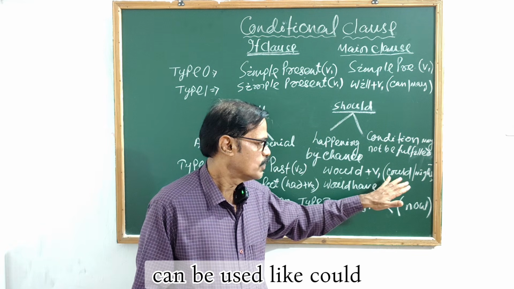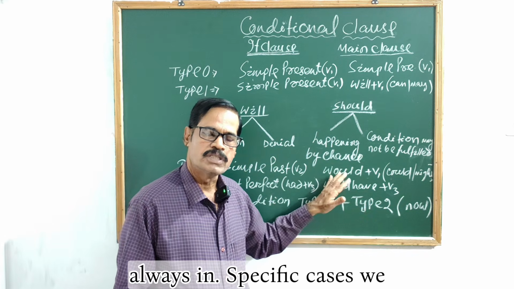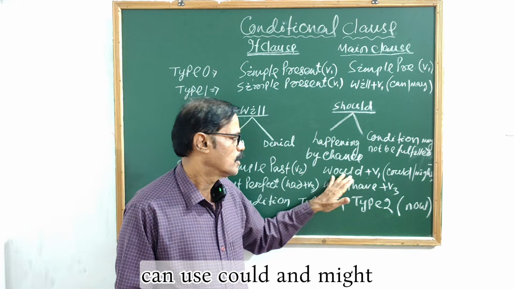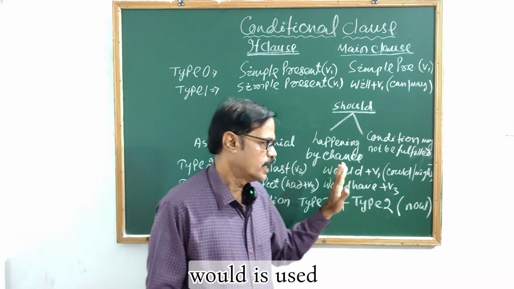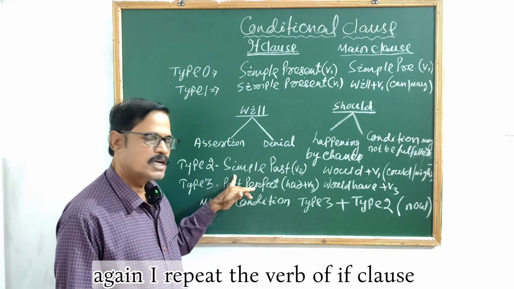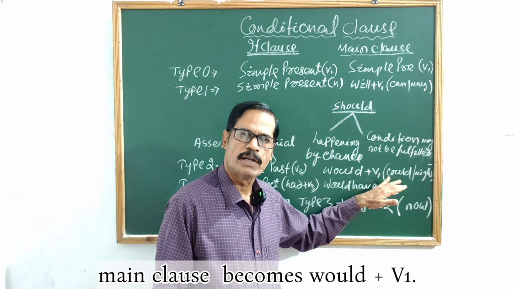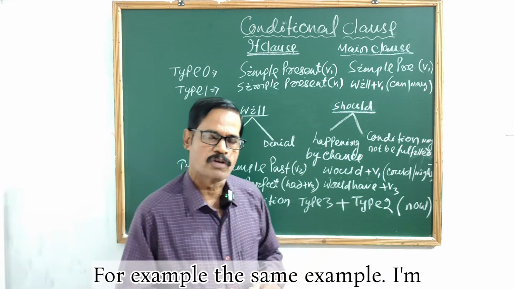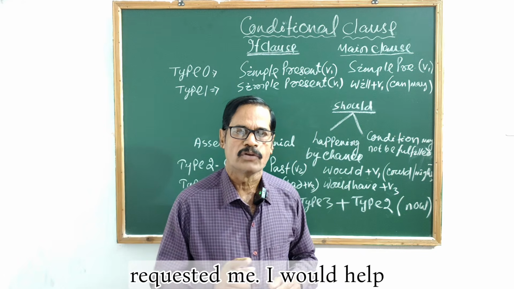Other modals like might can be used, but not always. In some specific cases, we can use would and might. Always we use would plus V1. Again I repeat, the verb of the if clause becomes simple past and the verb of the main clause becomes would plus V1. For example, the same example I am supplying you: if you requested me, I would help you.